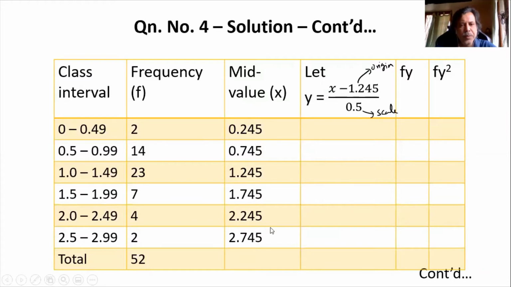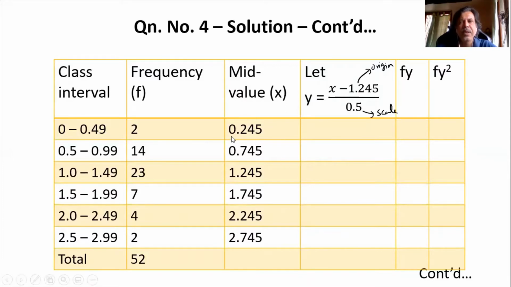It is preferable if you choose something in the middle. Since there are 6 observations here, exactly there is no middle. So either you choose this 1.245 or you can choose this 1.745. So that will enable you to simplify the numbers. That is what the idea behind all this step deviation method is, to simplify the numbers, right? I had chosen 1.245 as the origin. And it is very clear that all these numbers are divisible by 0.5. So that is the reason I divided it by 0.5. Ultimately the idea is to simplify the numbers.